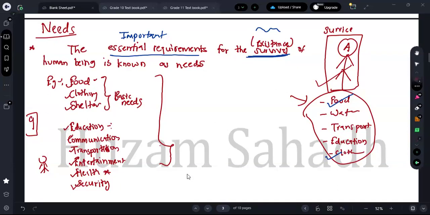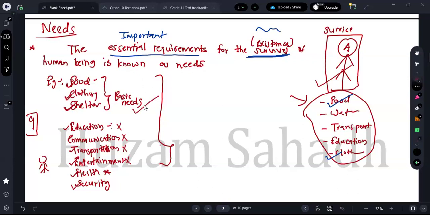So there is a question. Can't we consider health as a basic need? It's something like this, guys. Health, we can't consider as a basic need. If we have these three basic things, we can live some sort of a life. Let's assume I don't have any education, any communication method, or transportation. Yes, I can live some sort of a life. Normally we say needs are essential things. So apart from that, what are the very essential, important things?